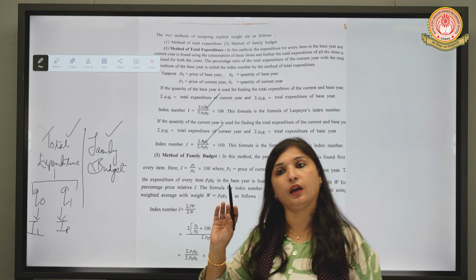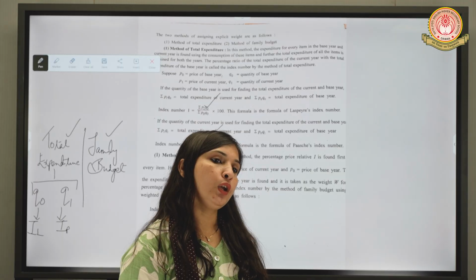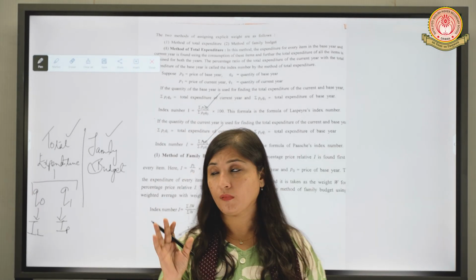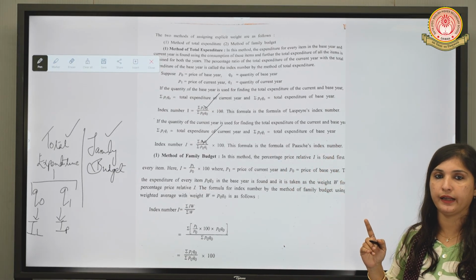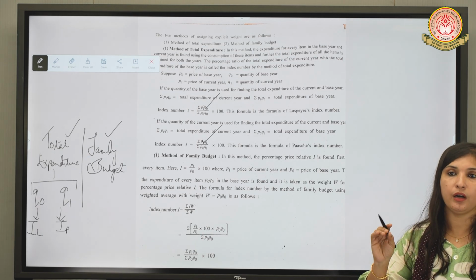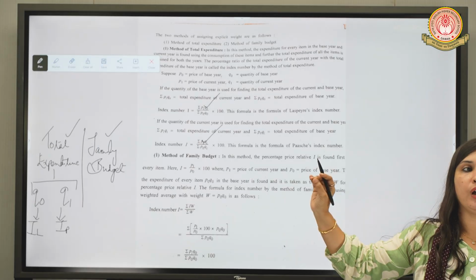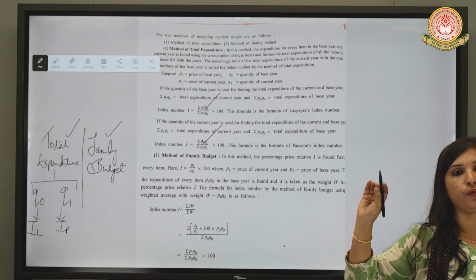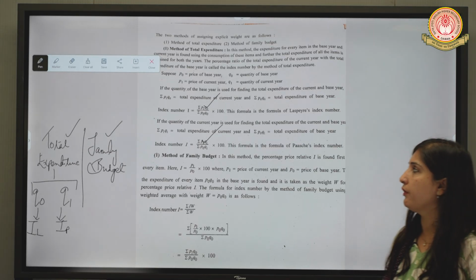So, what is the trick? The simple trick is, if you are given Q0, use Laspeyres. If you are given Q1, use Paasche's. Very easy to recognize. Okay, so this is the first method of finding the cost of living index. First one is the total expenditure method. Whenever in the question it is given cost of living by total expenditure method, you have to follow either Laspeyres or Paasche's. Laspeyres when Q0 is given, Paasche's when Q1 is given. Is it clear to everyone?